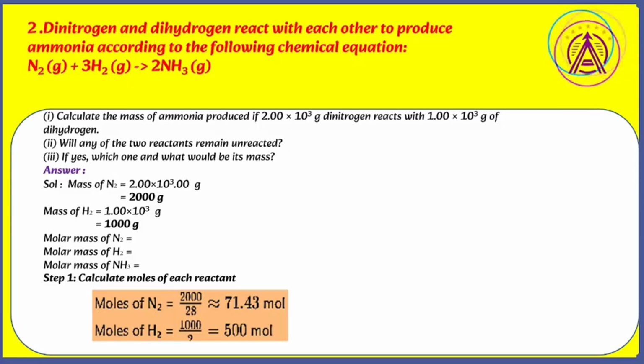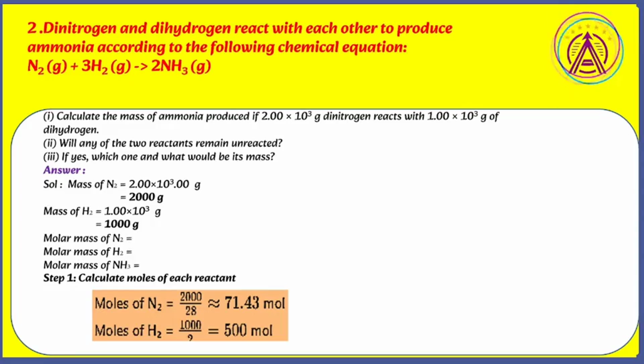Will any of the two reactants remain unreacted? Here you have to see which is the reactant in excess, so we have to just find out which is the limiting reagent. If yes, which one and what would be its mass? If you have any reagent in excess, you have to calculate back how much of it is remaining. Okay, so the first step is we understand the mass.